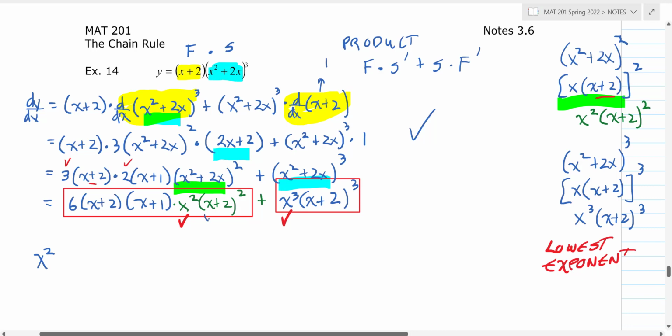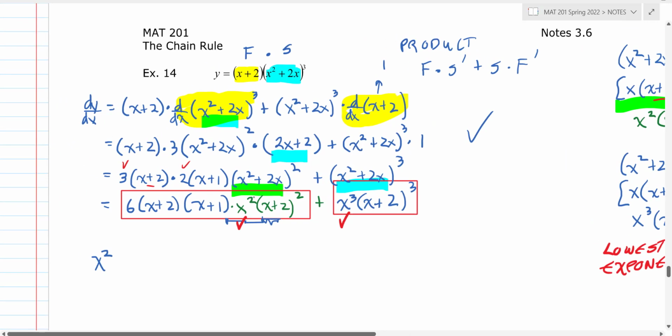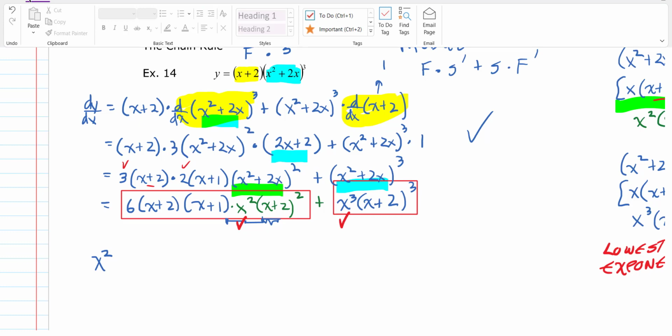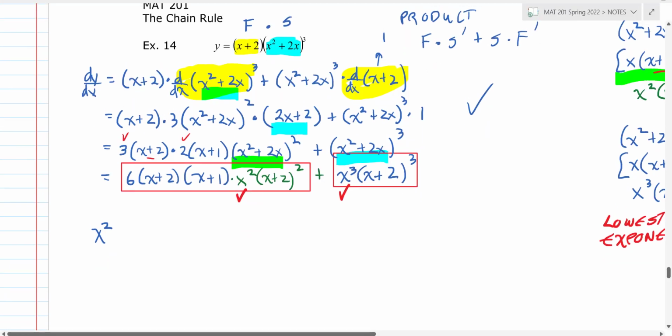Okay, we also have this x plus 2. Here we go. So we've got this x plus 2 to the second and x plus 2 to the third. So the lower exponent is x plus 2 to the second power like that. Now that's all I see that's the same in these boxes. So I'm taking that as a common factor out then.